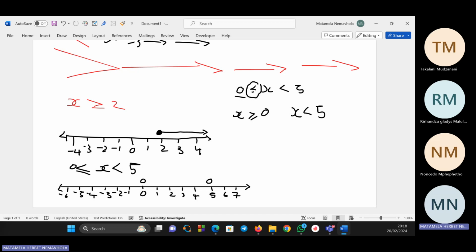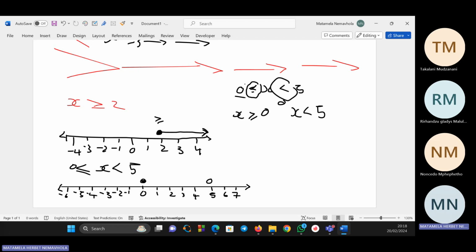Then you check the signs. The sign says 0 is less than or equal to x. So for less than or equal to, you are going to shade. For strictly less than, you just leave it as it is, you don't shade, you just leave the circle open. So when you see something shaded, you must remember that it was greater than or equal to, because the arrow is pointing that way.